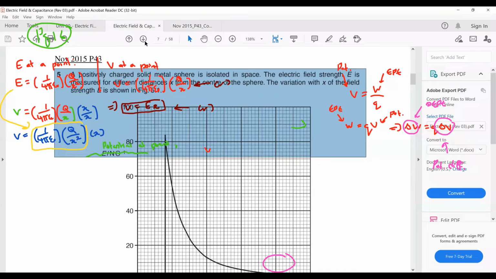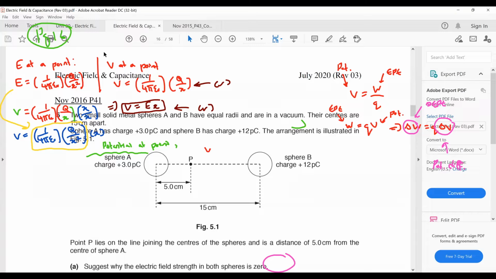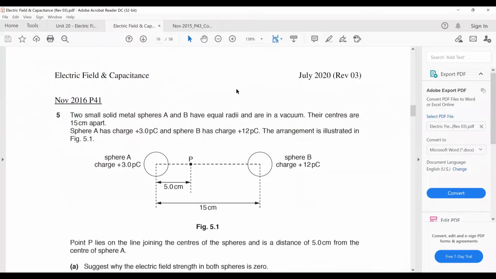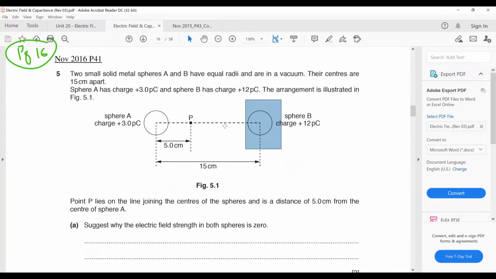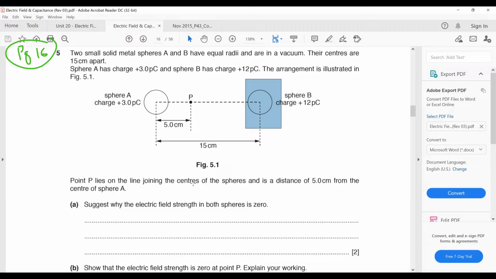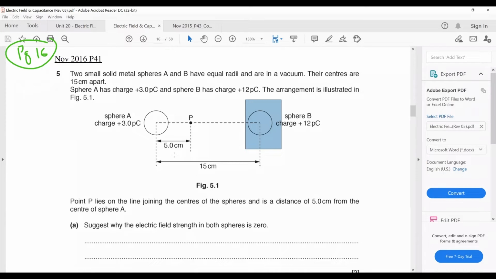Okay, so electric field and capacitance chapter, page 16. Just have a look at page 16. Now this one is: two solid metal spheres A and B have equal radii and are in vacuum. The centers are 15 centimeter apart. Sphere A has a charge of 3 picocoulomb and sphere B has a charge of 12 picocoulomb. The arrangement is illustrated in figure 5.1. Point P lies on the line joining the centers of the spheres and is a distance of 5 centimeter from the center of sphere A. Suggest why the electric field strength inside both spheres is 0.